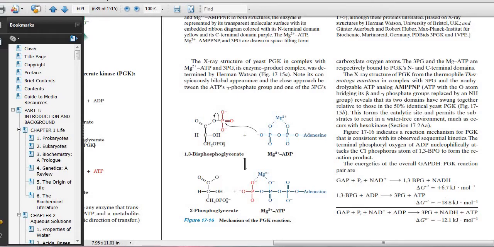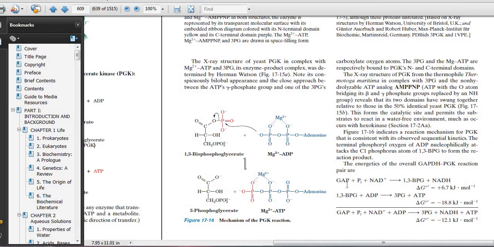This reaction number 7 is highly negative. The del G value is minus 18.8. So what will happen? This reaction number 7 actually carries out reaction number 6. So together, the del G value of these two reactions overall is plus 6.7 minus 18.8. So as a result, the final del G 0 dash value is minus 12.1 kilojoule per mole.